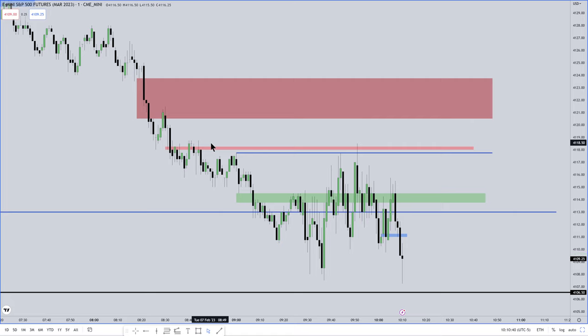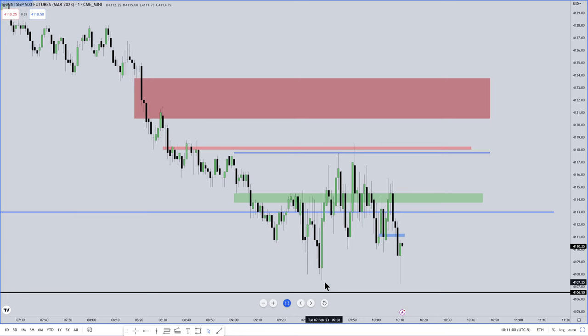So here we have one more piercing of the daily low. And again, I really would have liked to have seen that 4106.50 level get tagged. We have a breaker now, an old fair value gap, right? And take us right into that right there.